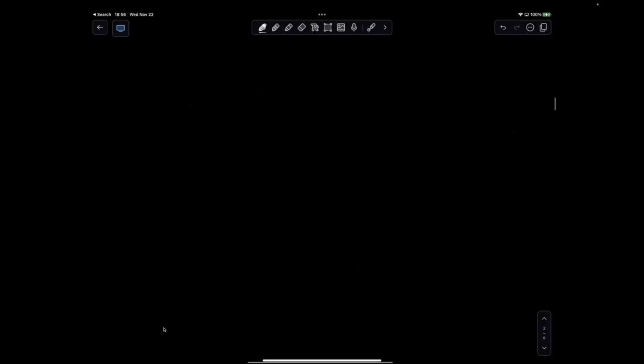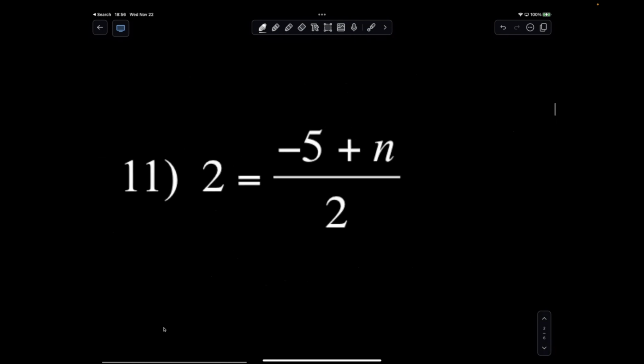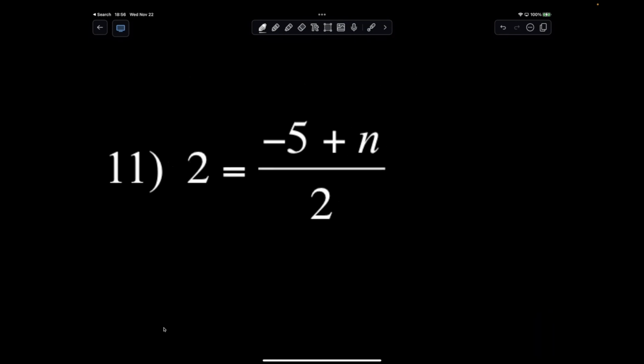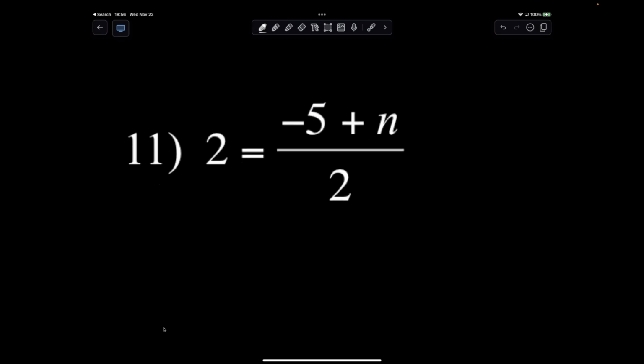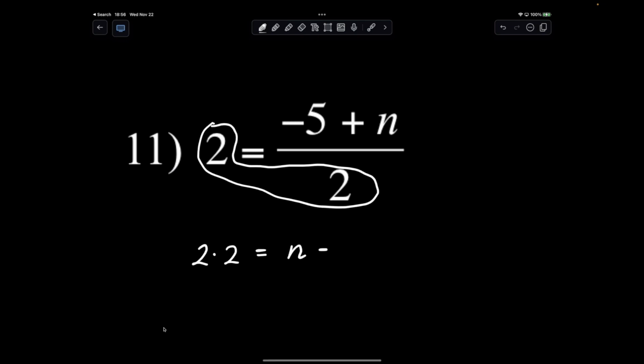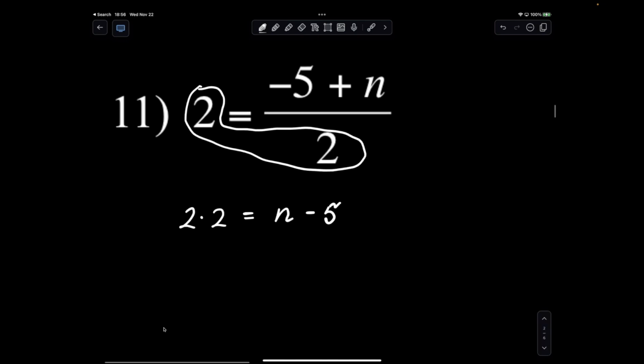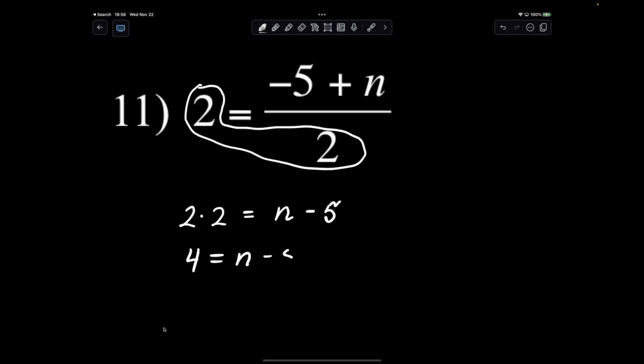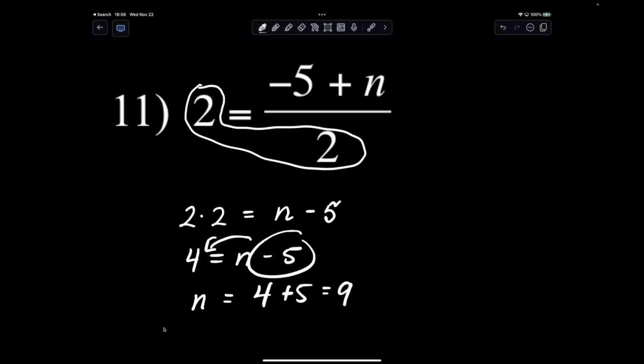The next four equations are going to be a little bit more complicated because now it's not just straight variable as is, but it has something added or subtracted from it. So the first step we're going to make is we're going to get rid of our denominator, so multiply by it. So it's going to be 2 times 2 will give us just the numerator, and I'm going to flip it so I can get my variable. So that gets me 4 equals n minus 5, where n equals 4, grab this over there, plus 5 equals 9. The answer, n equals 9.